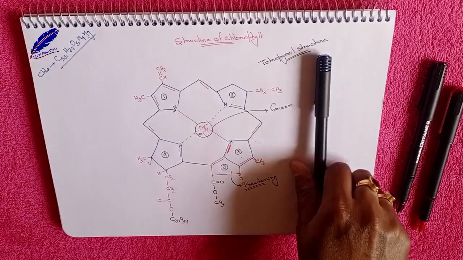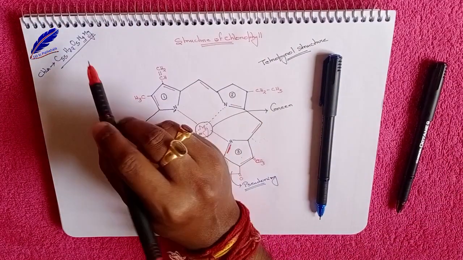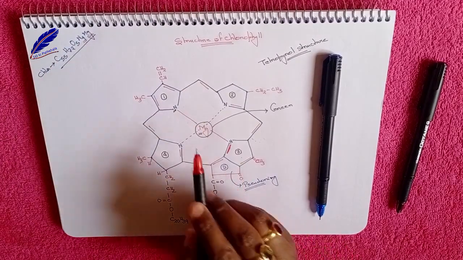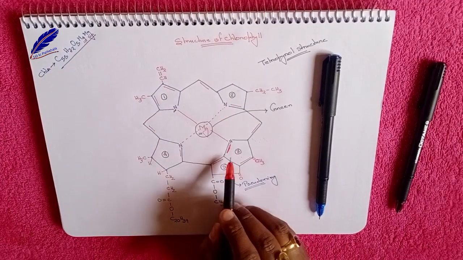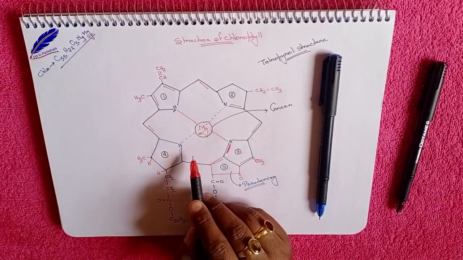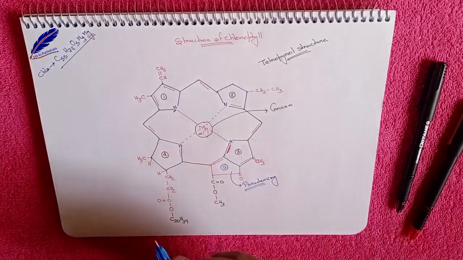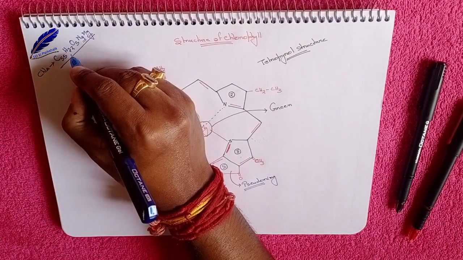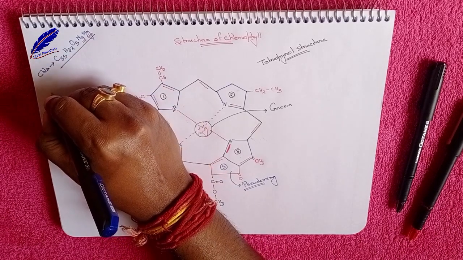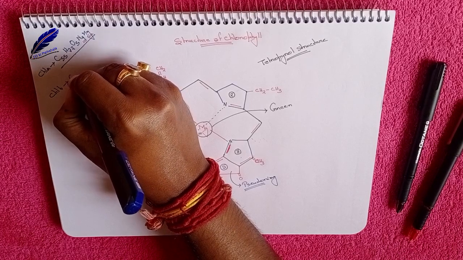So we can see here there are 4 nitrogens and 1 magnesium ion. The 4 nitrogens are part of the 4 pyrrole rings, and the single magnesium ion is present at the center. Now, if we compare this molecular formula with the molecular formula of chlorophyll B, what will we observe?